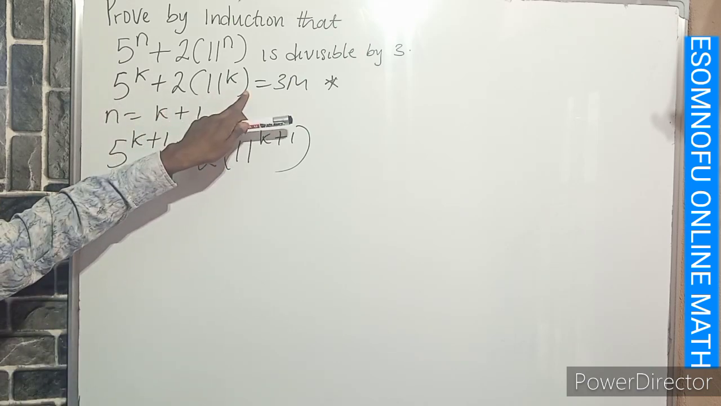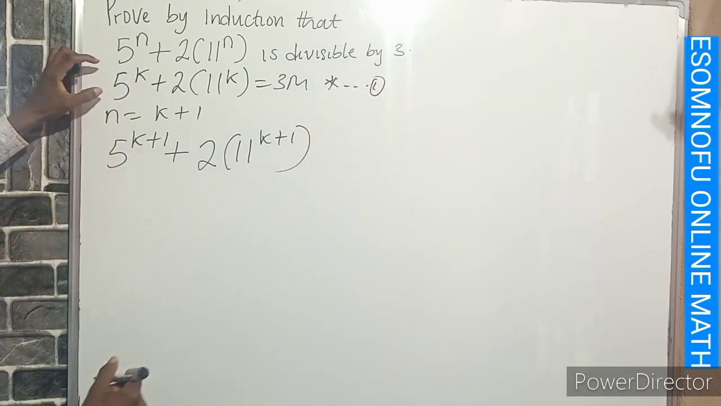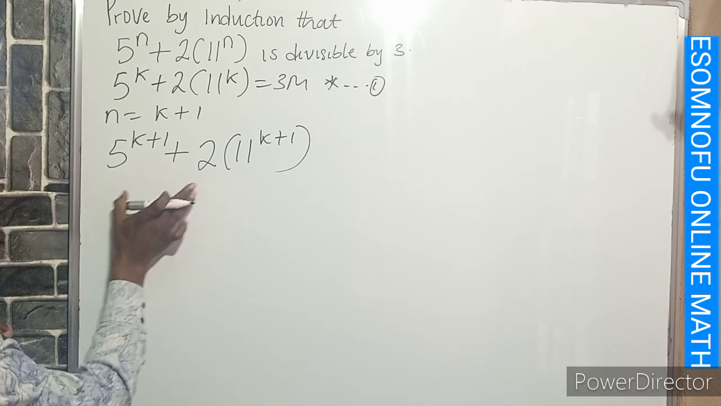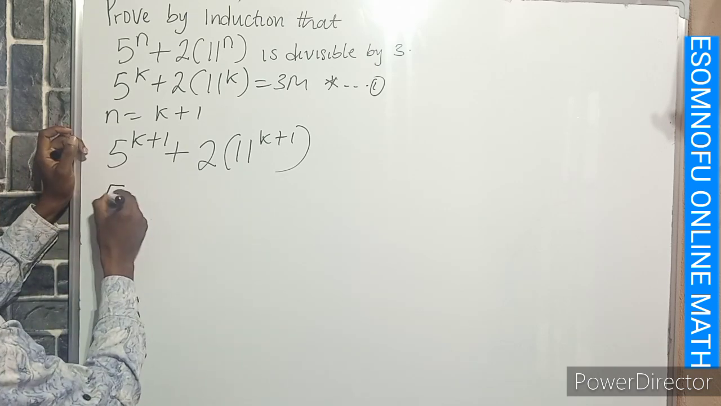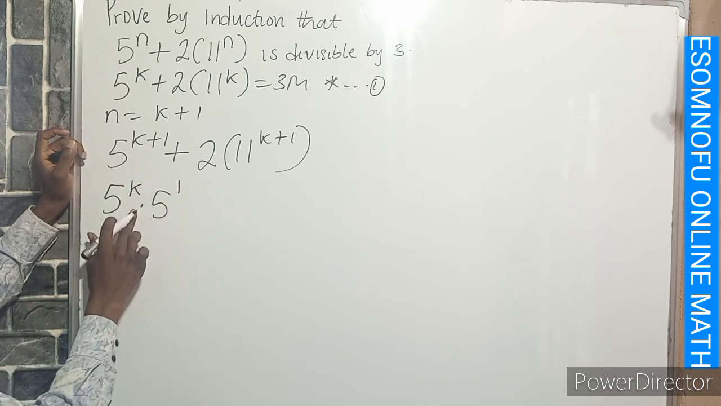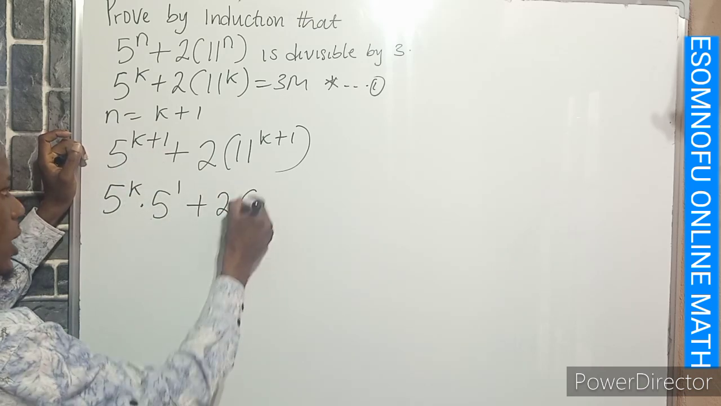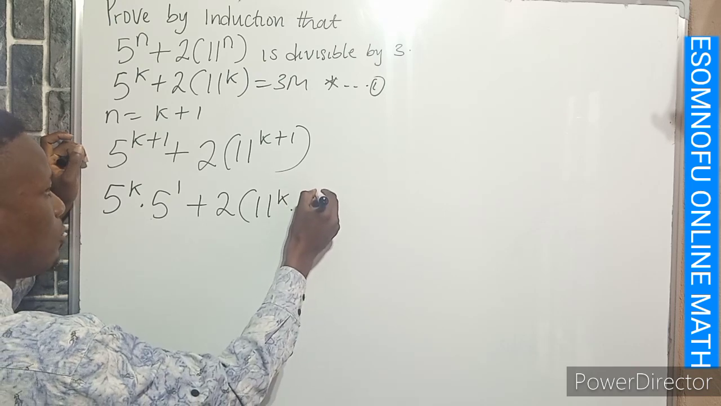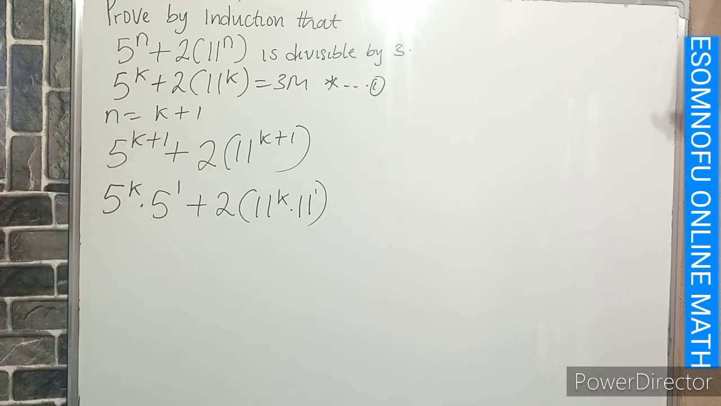Therefore, from this one, let's say I'm calling it equation 1, let us make 5 to the power of k the subject of the formula. But before that, let us simplify this using our knowledge of indices. This can be seen as 5 to the power of k times 5 to the power of 1, because from the laws of indices, addition in the power implies multiplication, plus 2 into 11 to the power of k times 11 to the power of 1.